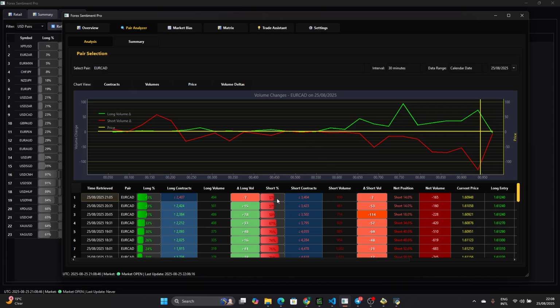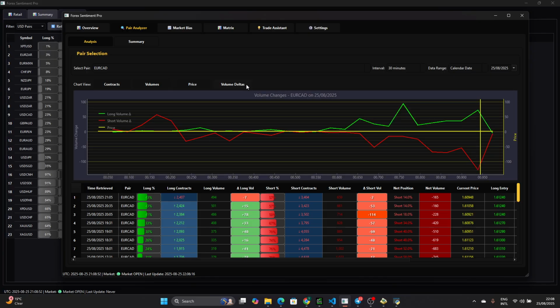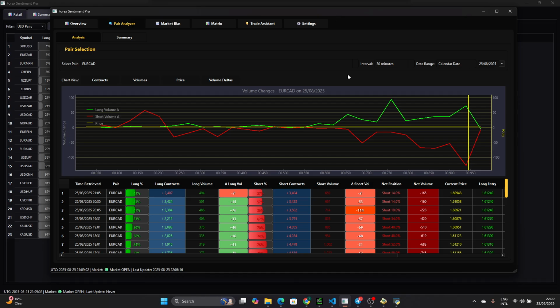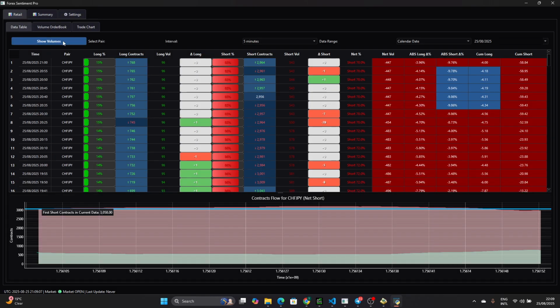And then we have the pair analyzer tab, which we don't have in the new version, which is the volume changes chart or the volume delta chart. On this, it is a good one actually. I can bring it here, and then we can have the volume change chart at the bottom as well.